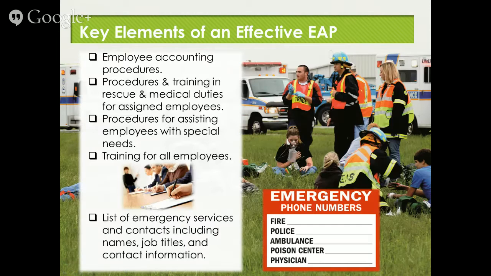Okay. So next, you need to have some sort of employee accounting procedure. Yes. So that means, as part of the map that we were talking about, in addition to having your escape routes, you also want to have a designated spot where the people are going to meet. And when they meet at that spot, somebody needs to be in charge of accounting for everybody to make certain that all of our employees are out there.